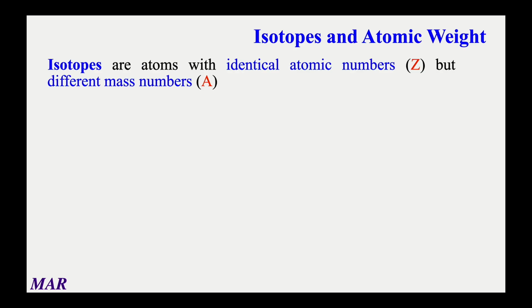Isotopes are atoms with the same atomic number, but a different mass number, all right? And this is a really important part, and you've probably heard of isotopes, so let's try and define here what they are.